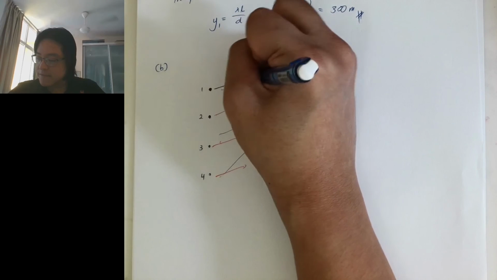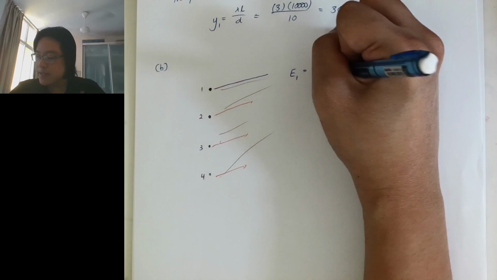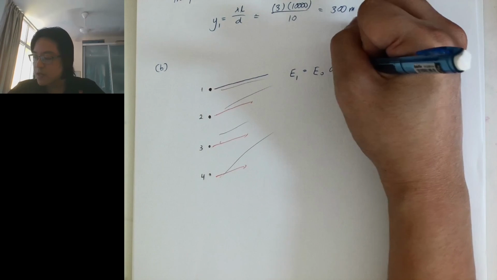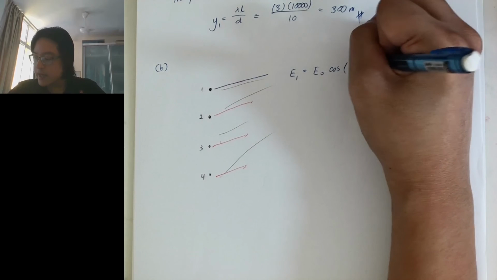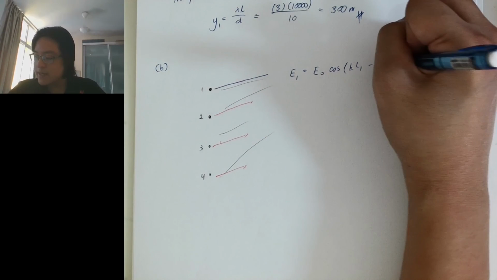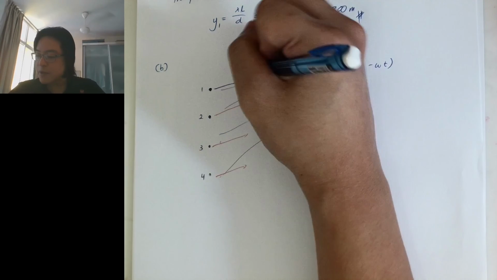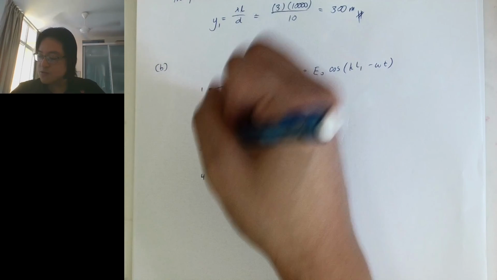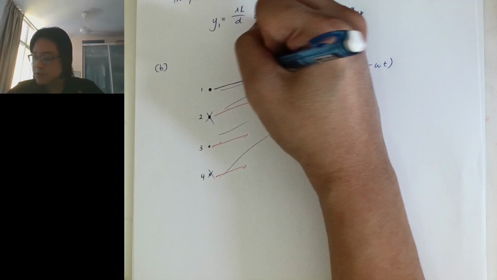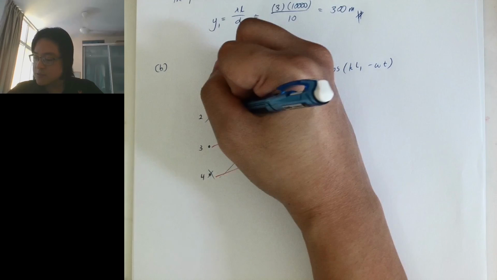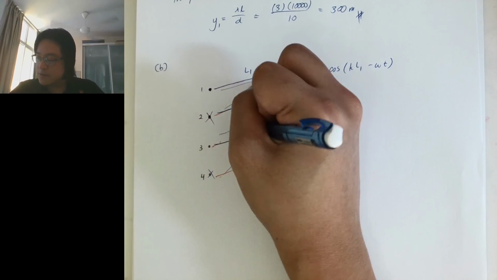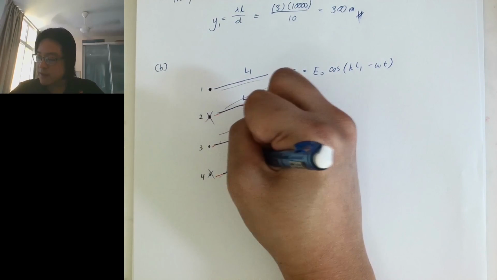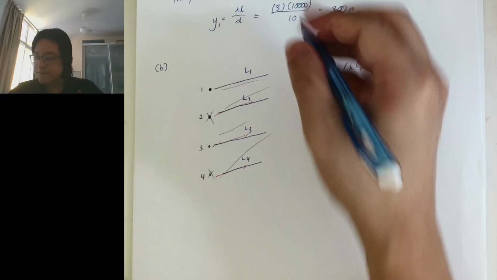So the light traveling here for E1, by the time it reaches the point of interference, is going to be cos(KL1 minus omega t). This one is no problem, this is in phase. These two will malfunction, right? So this will travel the distance L1, this will travel the distance L2, this will travel L3, this will travel L4.